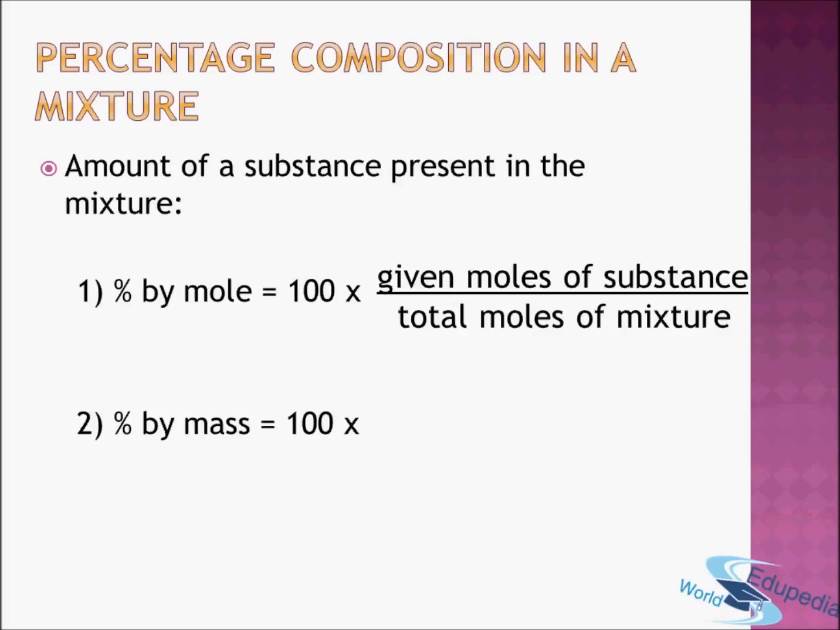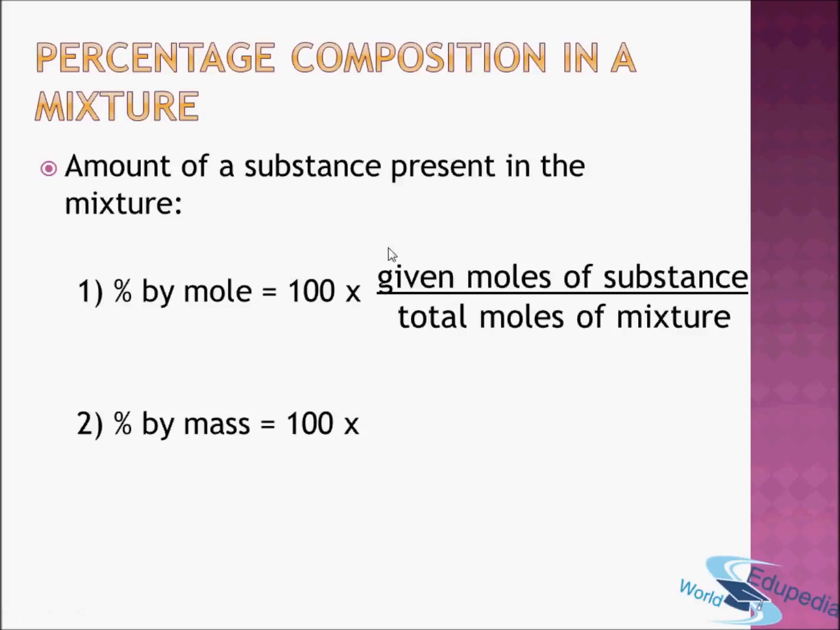So now if I have to calculate the percentage composition, first I identify the constituent substances. So the mixture contains 2 different substances. One is water, one is ammonia. Now moles of water is 1.5. So given moles of substance means given moles of water. So 1.5 divided by total moles, that is 2. So 1.5 divided by 2 multiplied by 100 will give me percentage of water in my mixture.